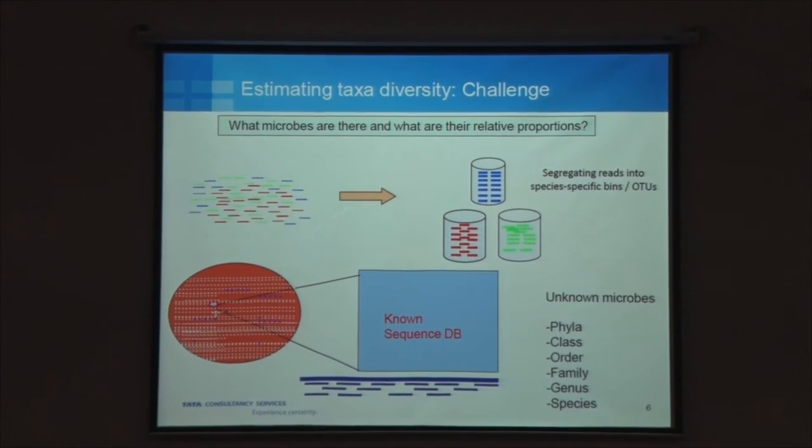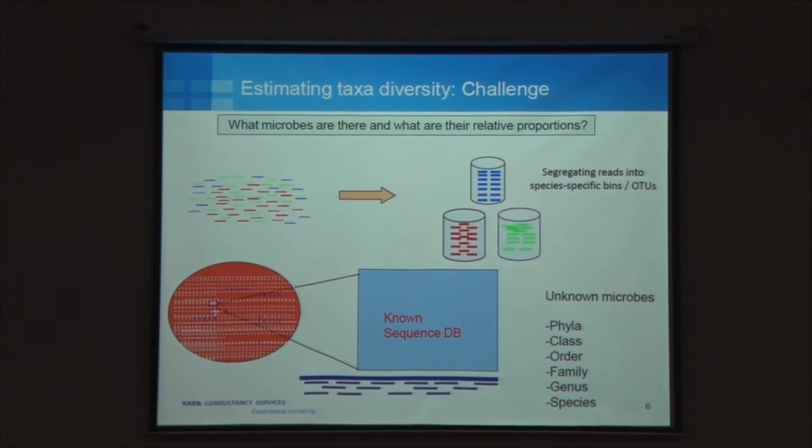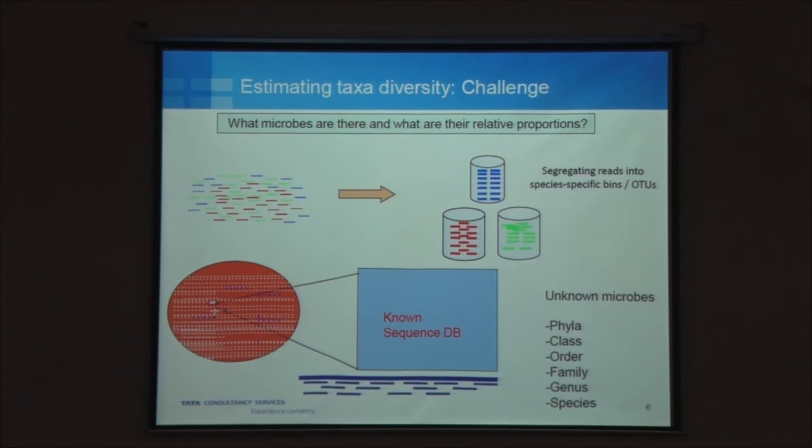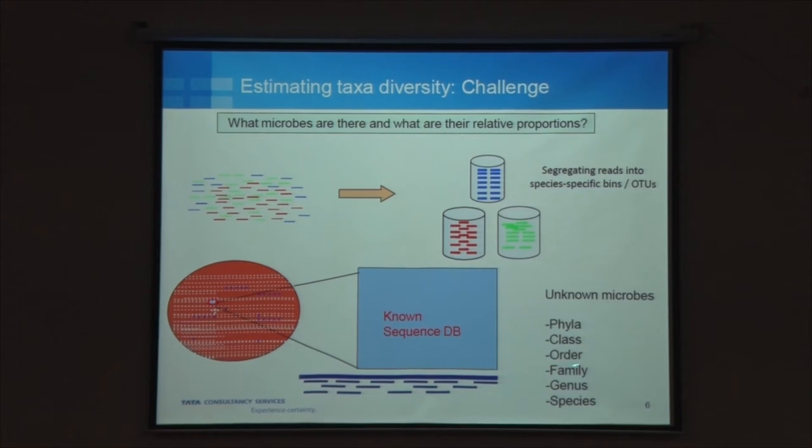But all other ones you will not be able to assign using this particular approach, that is, the mapping onto a genome. And the next complication is that when I say it's unknown, that is 1 to 10% unknown, they can be unknown at different levels. It can be a completely new species or a species which belongs to, so this is the hierarchy of the taxonomy. Certain species belong to a genus, certain genera belong to a family, and so on.